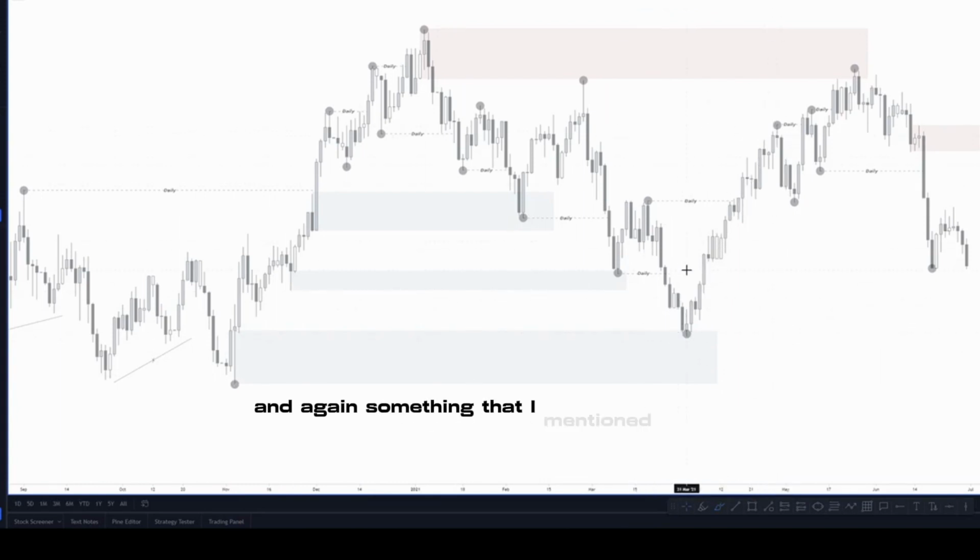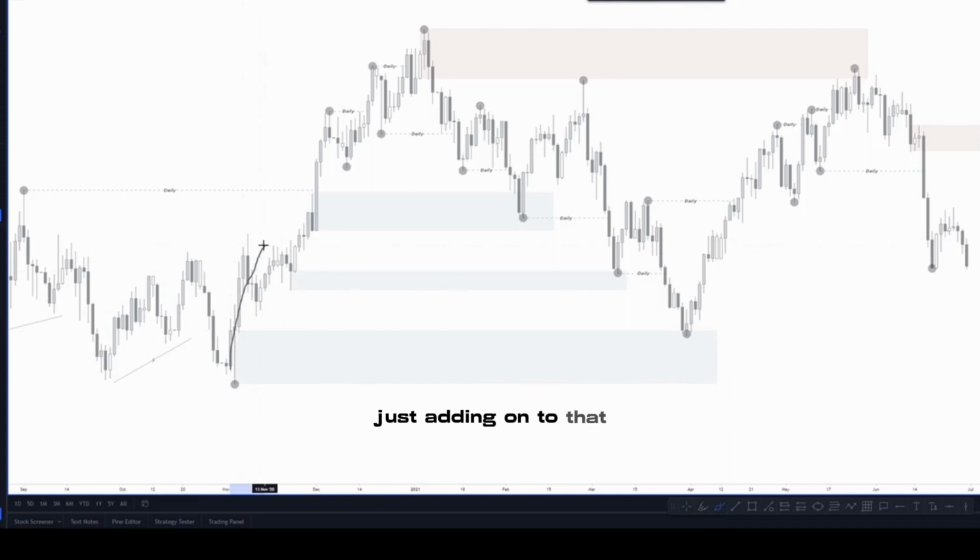And again, something that I mentioned in the reversal and continuation models supply and demand zone video, is that more often than not, the reversal models tend to hold more than the continuation models. And what we can see, just adding on to that, is that we have several continuation models, all of which do get a reaction but don't hold specifically, whereas we have a reversal model, and as we can see, price taps in, moves away quite aggressively.